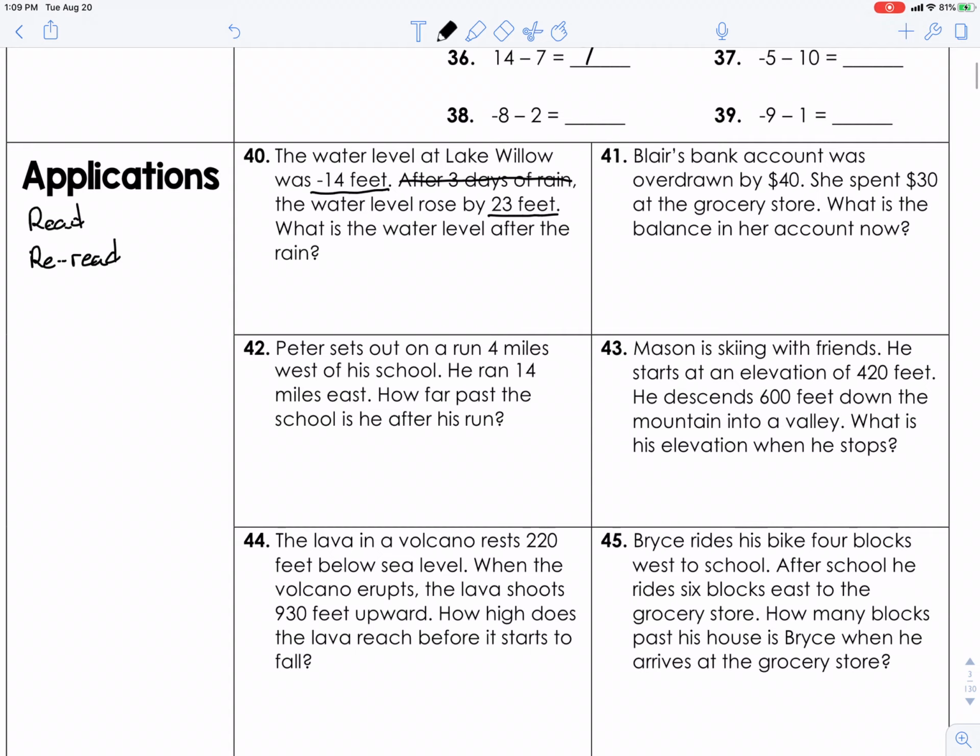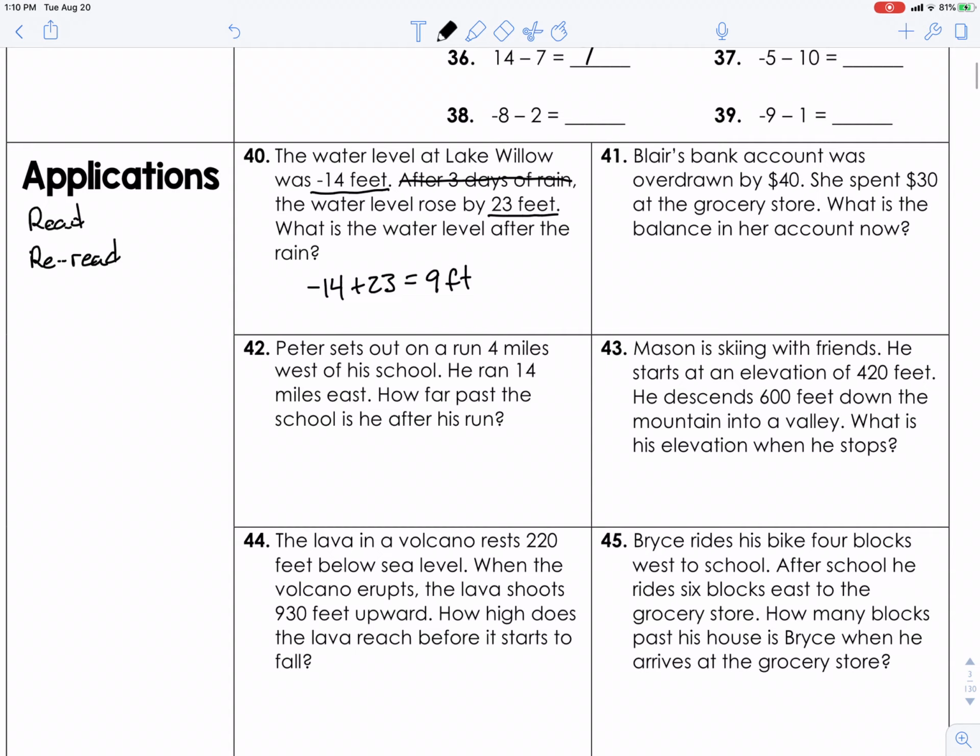So if you want to, you can write this down, copy it, or find a number line. But we got to start at -14 on a number line and then count right 23 units. Well, if I count right 23 units, we have -14 plus 23 equals 9 feet. That's where we ended up. Okay? 41. Let's look at number 41. Actually, let's look at 42. We're going to look at 42.